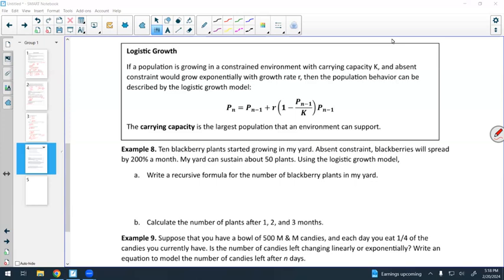P sub n equals P sub n minus 1 plus R times (1 minus P sub n minus 1 over K) times P sub n minus 1. The carrying capacity is the largest population that an environment can support. So the bad news is there is no explicit form for this. So let's see how this example works.